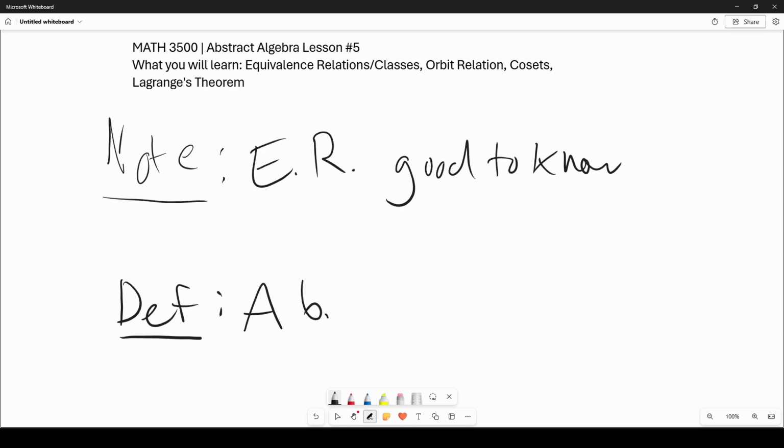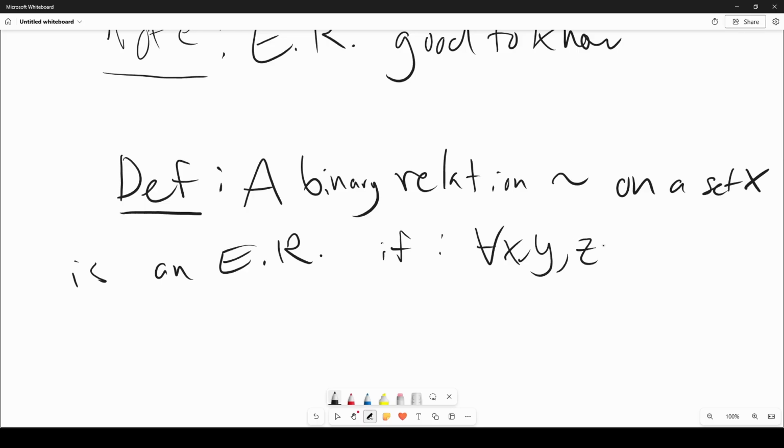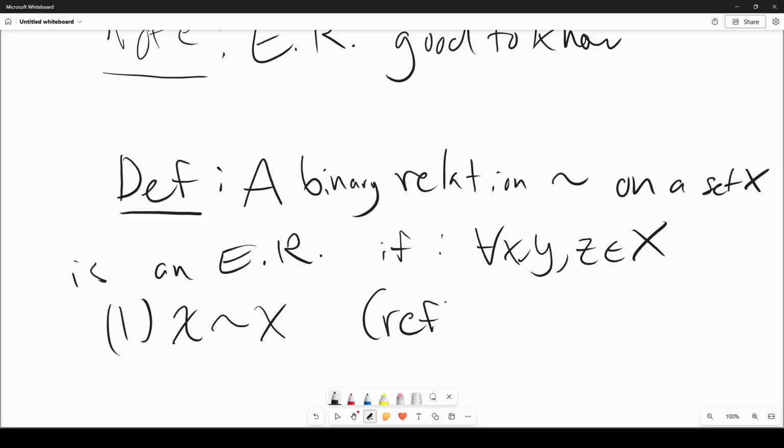A binary relation, which I'm going to call this little squiggle, on a set X is an equivalence relation if the following properties hold for all, let's say, x, y, and z in X. I'm just going to use these variables to help define these properties of the equivalence relation. We first have that x is equivalent to x under this relation. This is usually called the reflexive property or reflexivity.